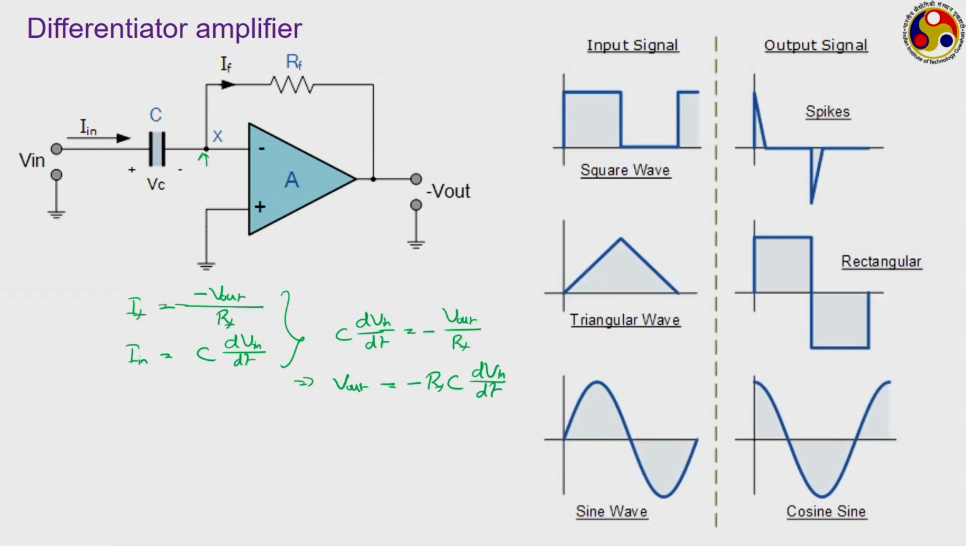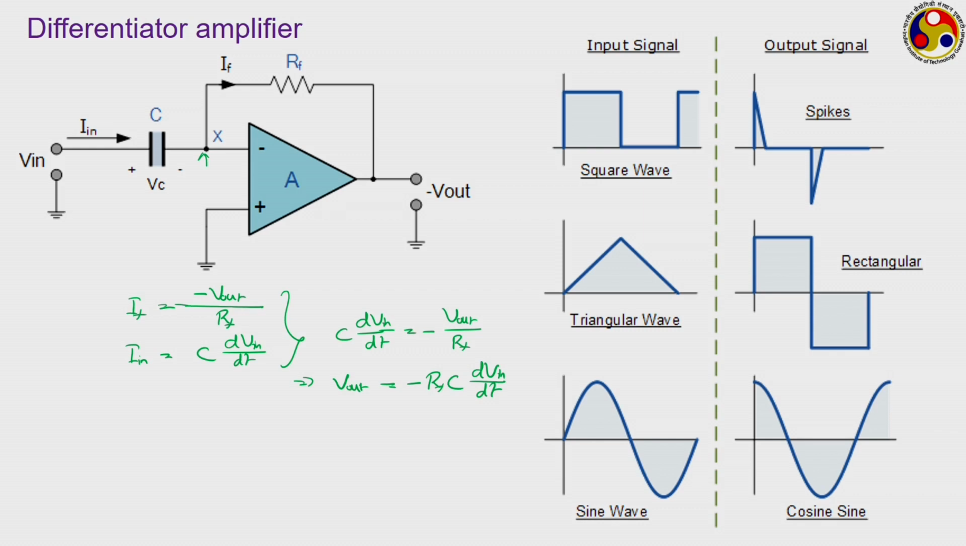These are certain examples. For a square wave input, you are getting only spikes, whereas in case of a triangular input, you are getting a rectangular output. For a sine wave input, even more interesting, we are getting a cosine wave. By simple method of differentiation, you can always get all these output signals.